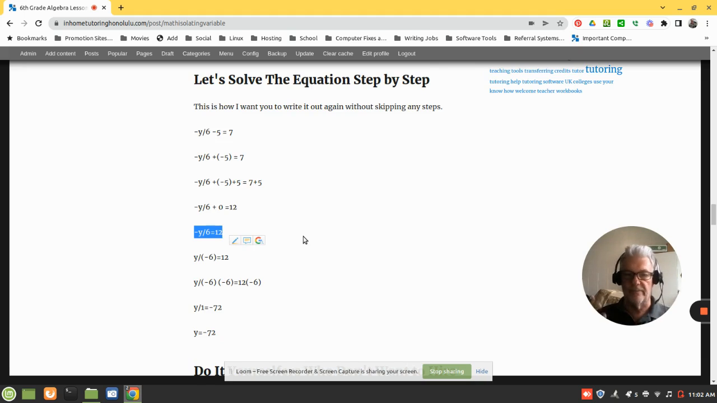And now we're going to switch them. Same exact equation. We're going to switch the negative sign to the 6, so y divided by negative 6 equals 12.